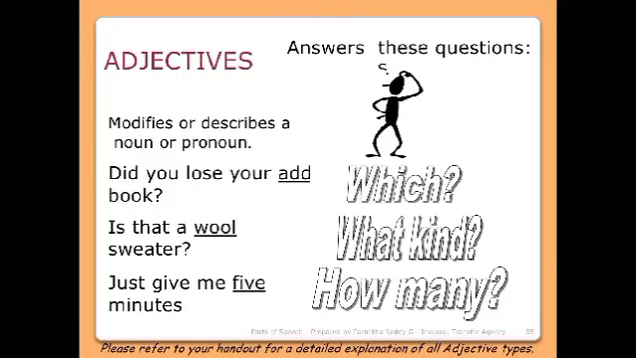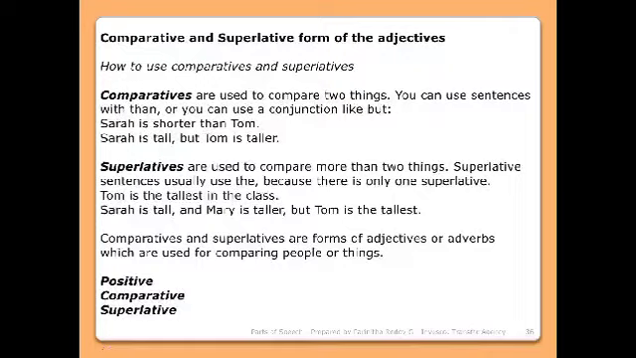Now you would have to find which is an adjective over there, what kind of adjective, and how many adjectives are there. Add is an adjective and it's a kind of quality. Is that wool sweater? Wool sweater. And just give me 5 minutes.